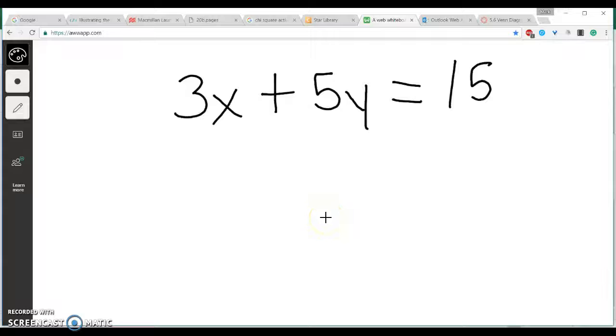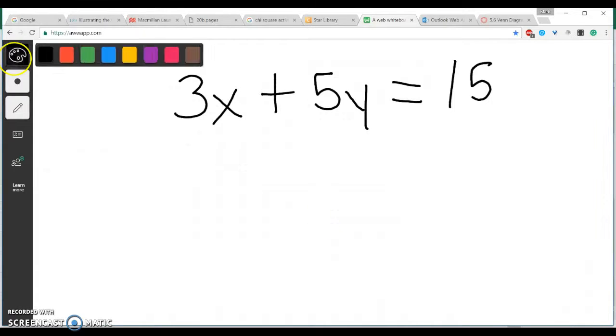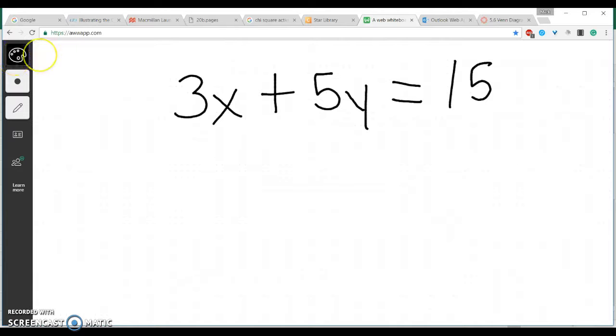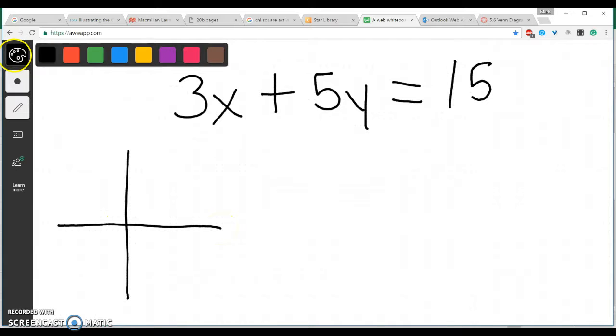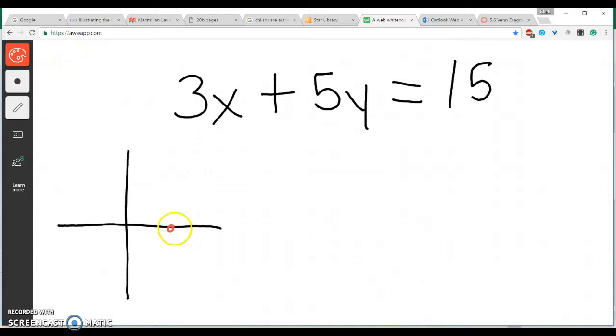Okay, so today we're going to find x and y intercepts from standard form. And it's actually really easy to find these different things. Here's the first thing you need to realize. Intercepts happen on the axis.